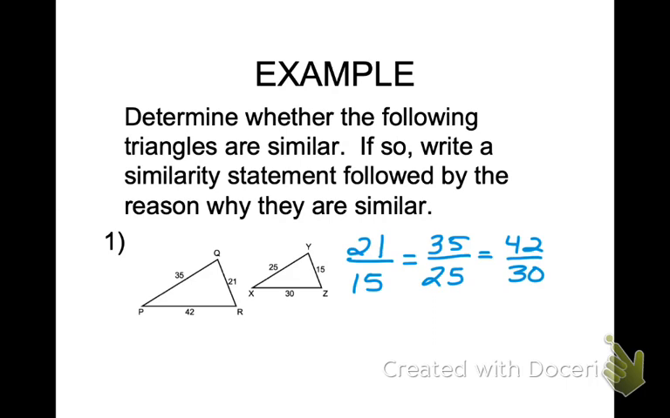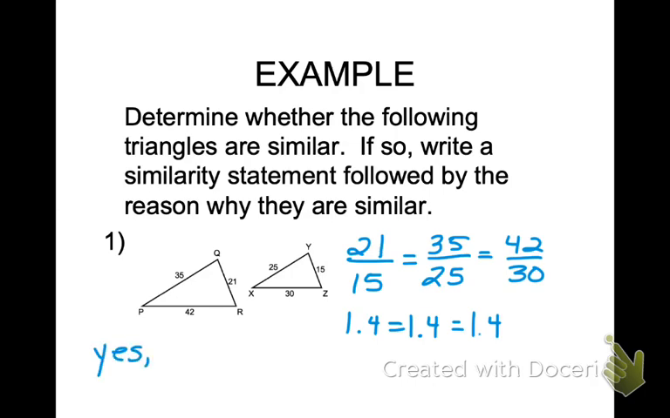If you have a calculator in hand, practice it along with me. I'm going to do 21 and I'm going to divide it by 15, which gets me the decimal 1.4. And I'm going to do 35 divided by 25. Oh, that's nice. That gets me 1.4. So far, so good. Let's check the last one. 42 divided by 30 is 1.4. Are they similar? Yes. So I'm going to say yes.